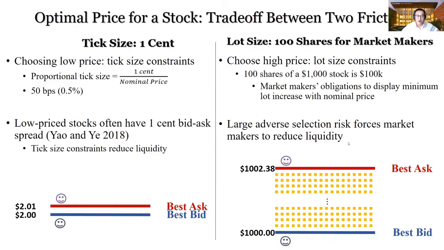So we ask a simple question. Suppose you're a CEO like Bezos, how do you choose the nominal price for a stock? That sounds like a difficult question, but you need to balance two things. There's a trade-off between two frictions.